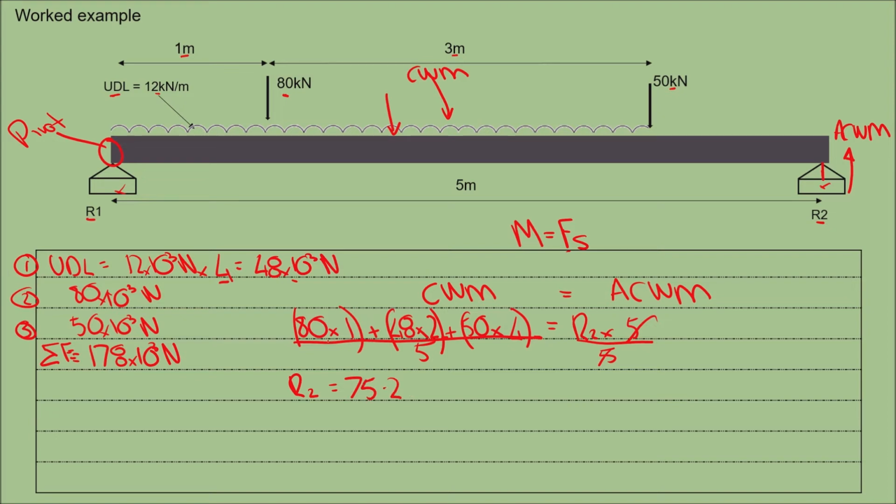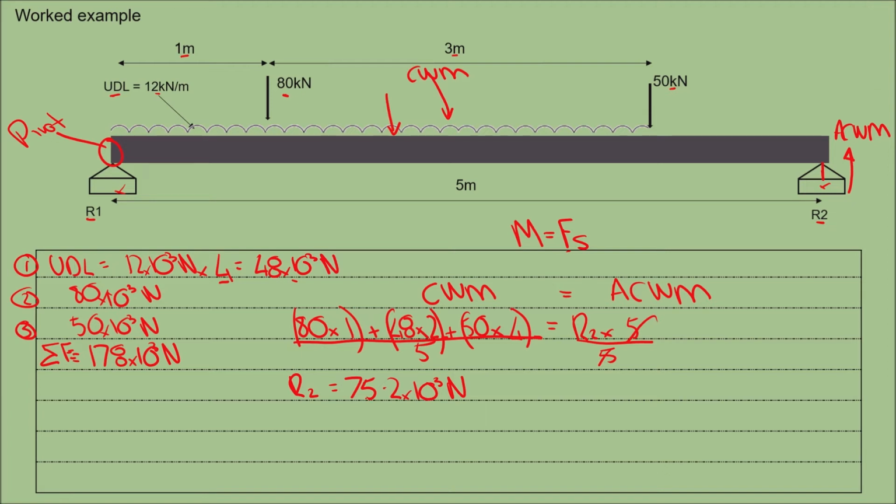Now I left my 10 to the 3 off here, but I'm going to need to put that back in when I've got my final answers. So that's the support reaction at R2. So this clockwise moment allows us to calculate this support reaction. Now whatever's left from our total force is going to be R1, because we've only got 2 points. We've got R1 and R2.